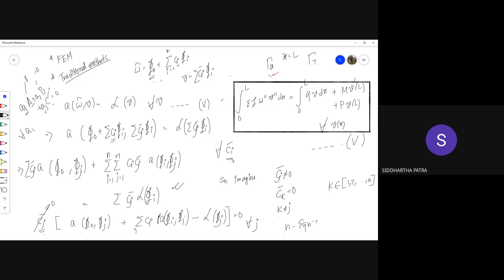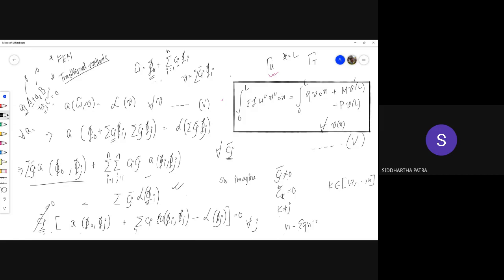And then what I'm trying to argue here is that if this term is not trivially zero, and if I can imagine a situation where every CJ bar is zero except for one of them, then this doesn't go to zero. But this whole summation must go to zero under any condition, for any arbitrary values of CJs.